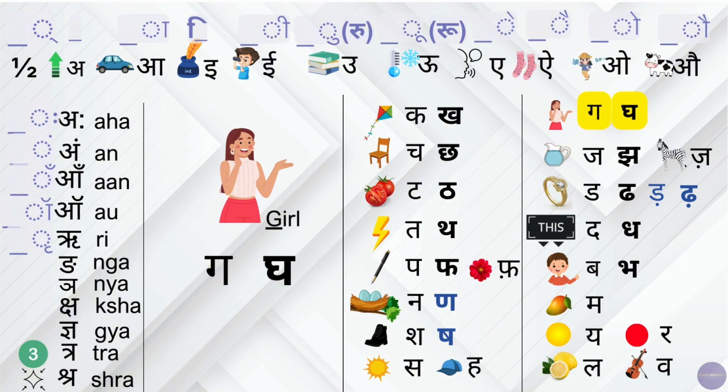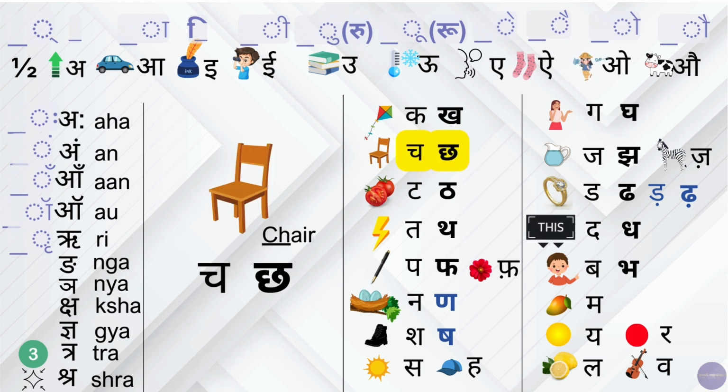Girl, g, gh. Soft g and forceful gh. The forceful letter is in bold. Next one. Chair, ch, ch. I repeat. Chair, ch, ch.